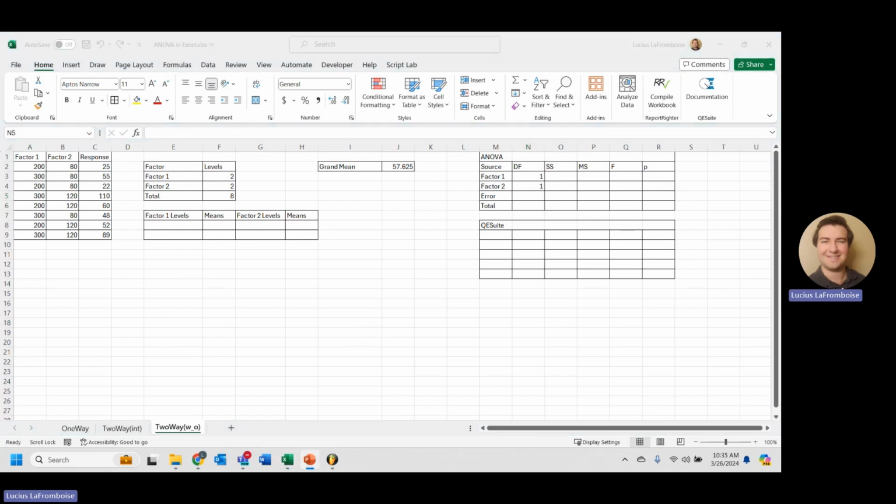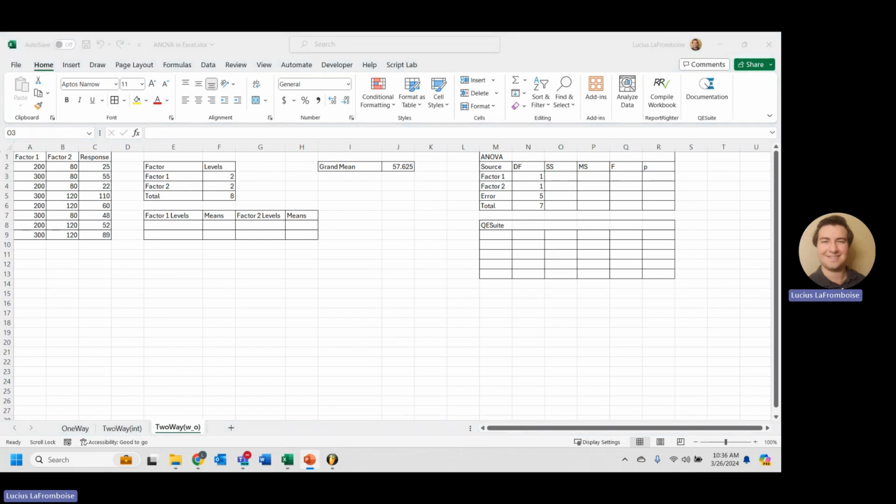Our errors, let me scroll down here so I can get the chart up. And then error is going to be our df total minus df1. So let's just do it. So df total minus df factor 1 minus df factor 2. And we get -2, but we don't have our total. And that's just our total measurement count minus 1. And there we go, looking great.